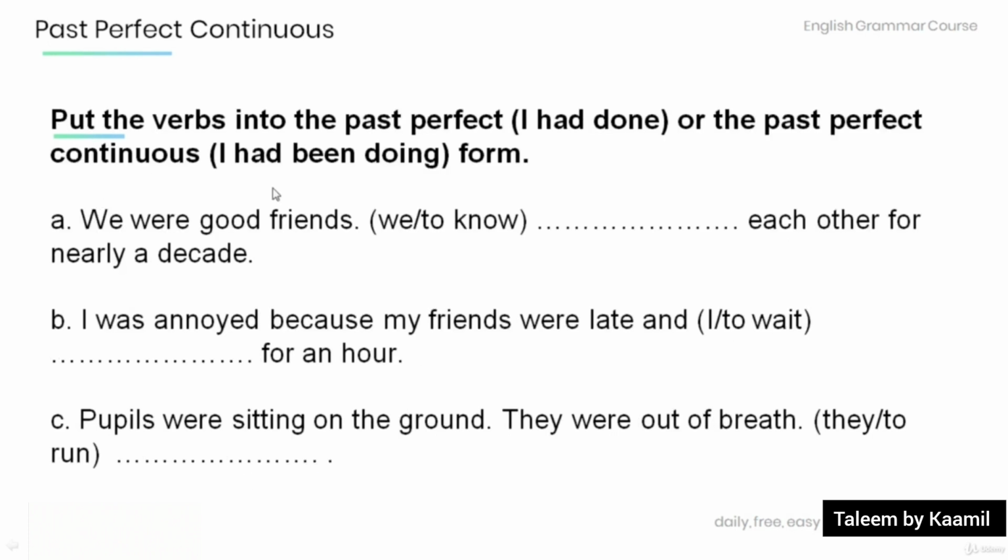And now, put the verbs into the past perfect, I had done, or the past perfect continuous, I had been doing, form. A. We were good friends. We (know) each other for nearly a decade. B. I was annoyed because my friends were late and I (wait) for an hour.